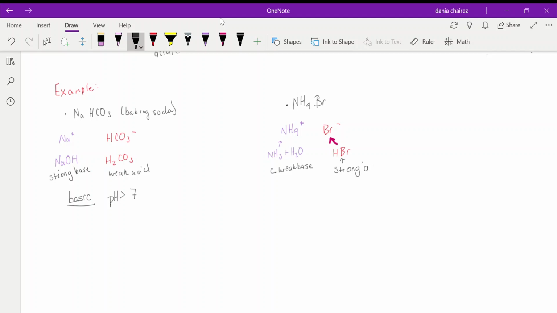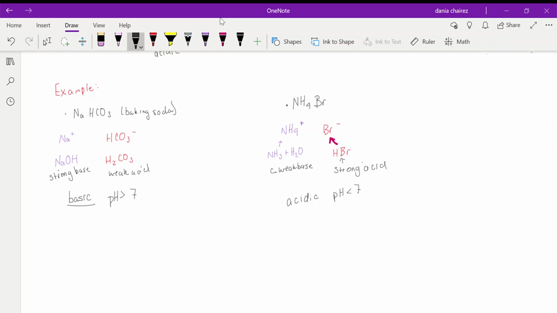Yeah, strong acid. I'm right. So if we have a weak base and a strong acid, would it be neutral, acidic, or basic? Hopefully you guys said acidic. And our pH would be less than 7. So yeah, that's pretty much just how you determine our salts.